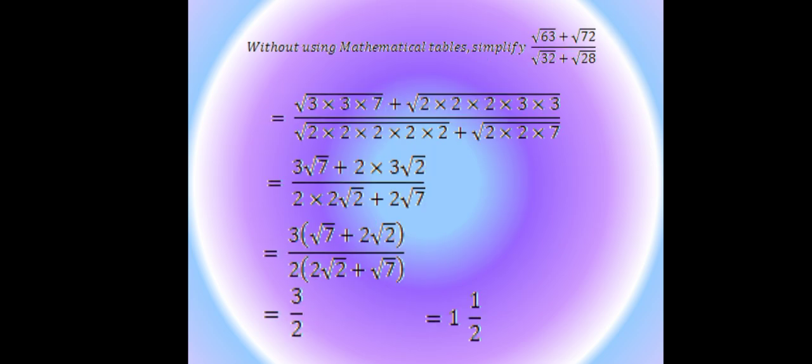Without using mathematical tables, simplify 63 plus 72 all over the square root of 63 plus the square root of 72, all over the square root of 32 plus the square root of 28. And if you simplify following the steps I've shown, you get the answer as 1.5.